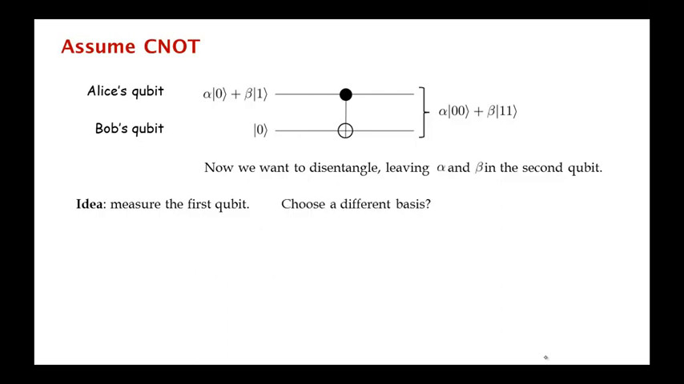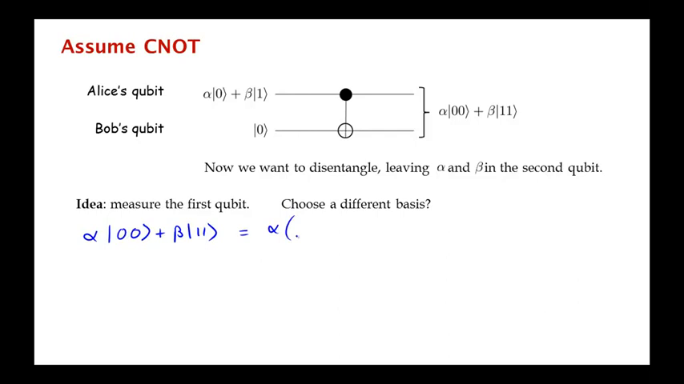Okay, so here's an idea. Why not use a different basis? So what basis should we use? Well, let's try the plus minus basis. So now what Alice does is she measures the first qubit in the plus minus basis. We want to know what's the result of this measurement. So let's write out her state. Let's write out the state alpha 0, 0 plus beta 1, 1. And let's rewrite her part of the state in the plus minus basis.